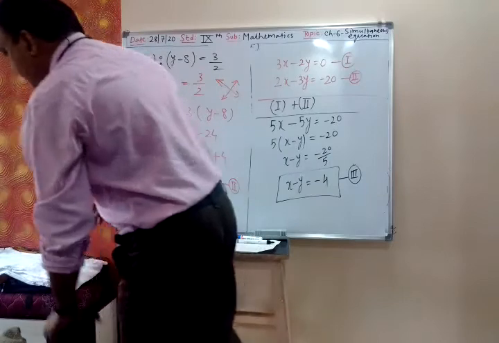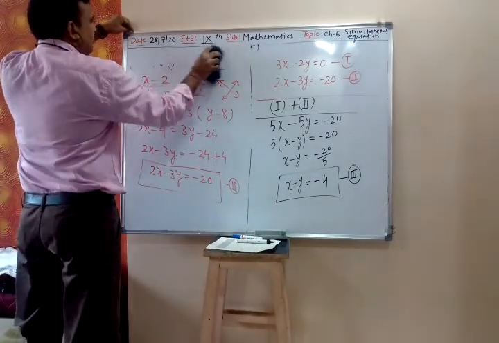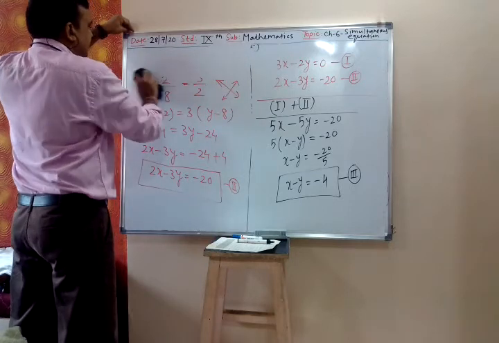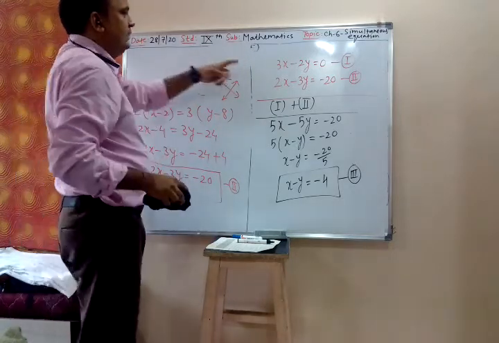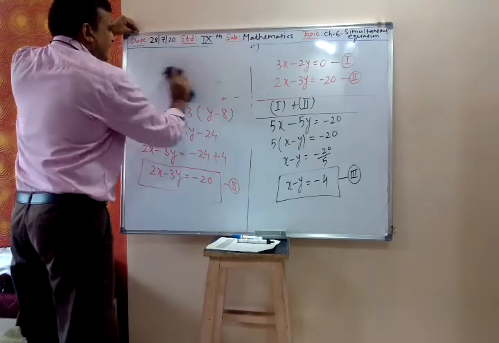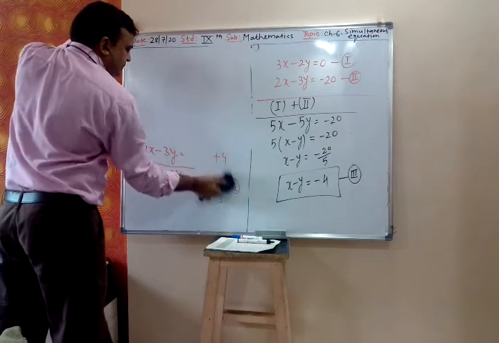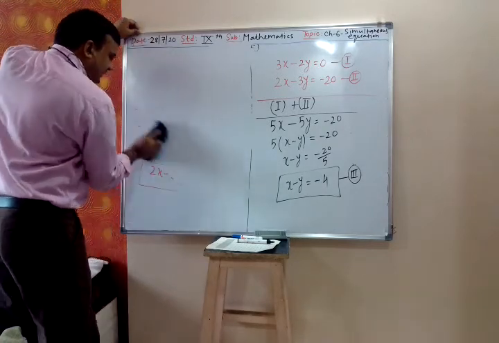Now I will write 1 minus 2. See, this method will work even if the numbers are bigger. If 3, 2, 2, 3 are bigger numbers, then directly equating coefficient method will be slightly complicated. It will be time consuming.